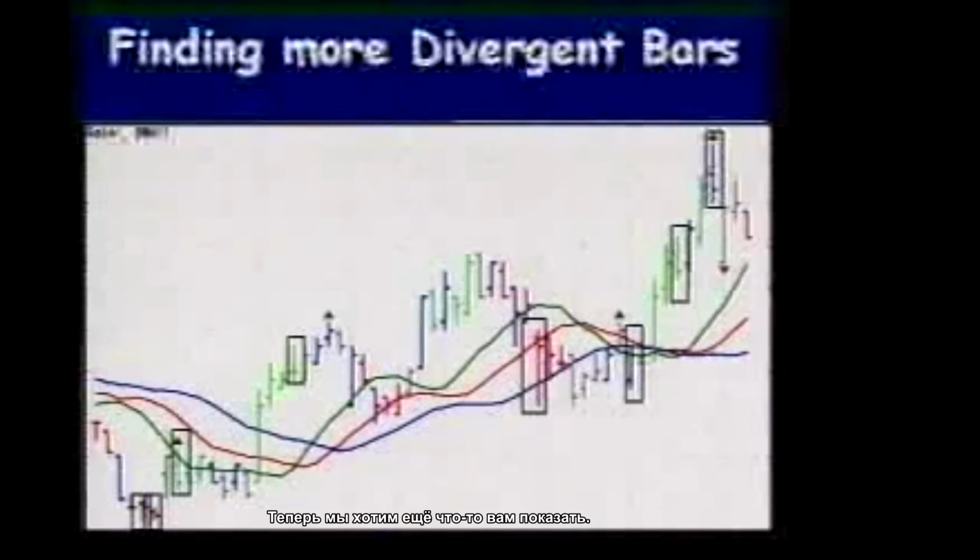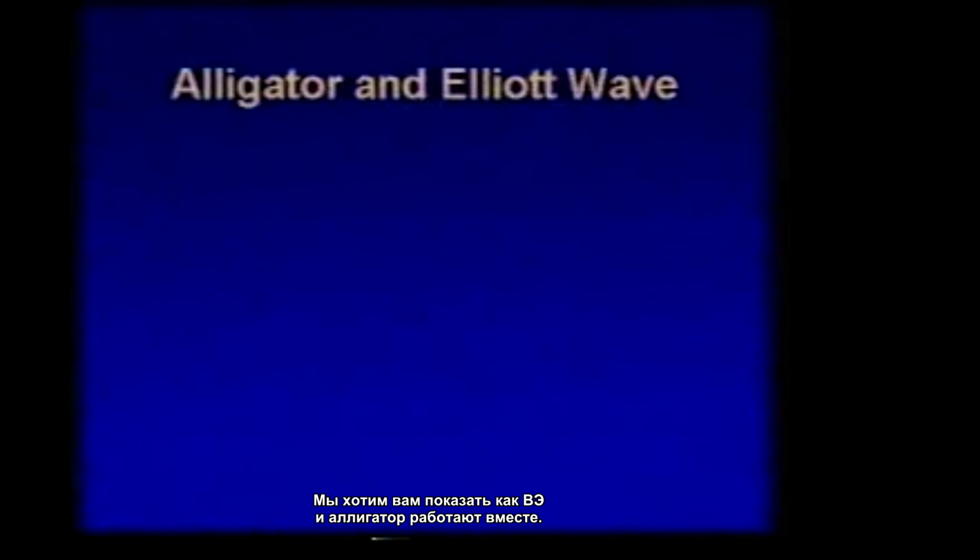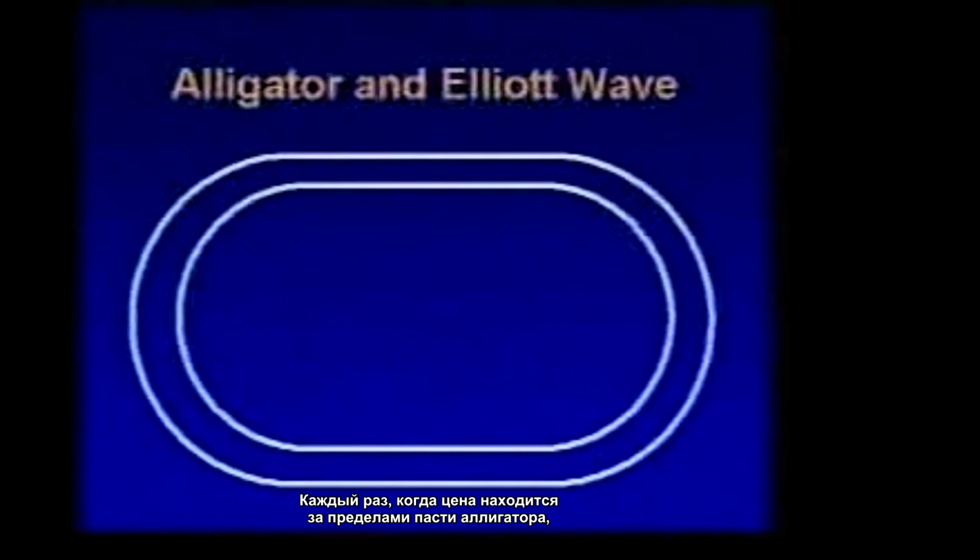Now we want to show you something else. We want to show you how the alligator and the Elliott wave work together. And you don't really have to know exactly how to count the Elliott wave precisely, although we're going to spend this week doing that. The alligator will take care of you. Anytime the price is outside the alligator's mouth, you're in an impulsive wave. Anytime the price is inside the mouth, then you're in a reactive wave of the Elliott wave.